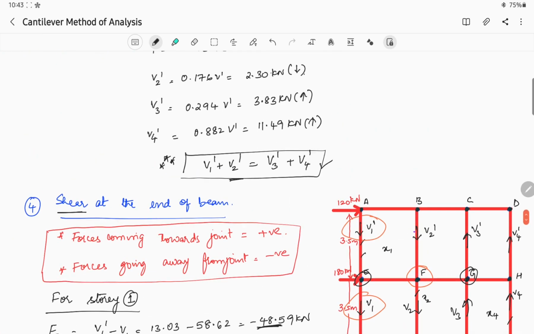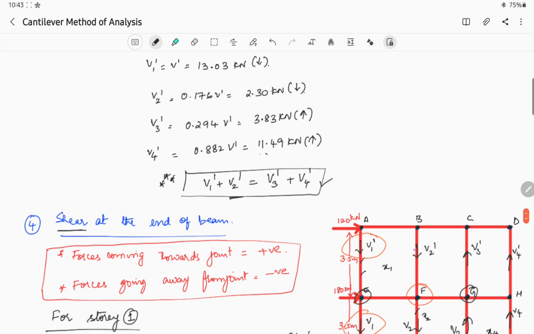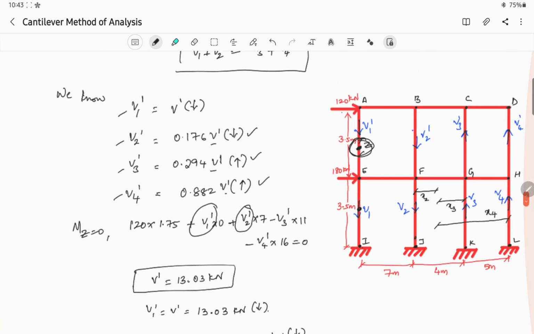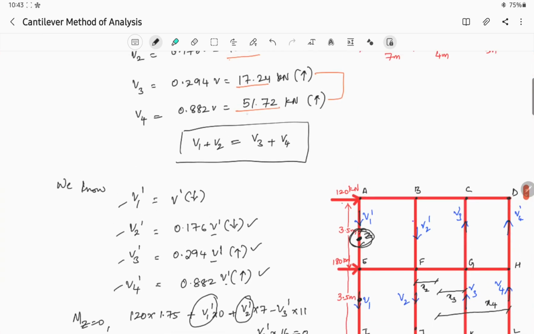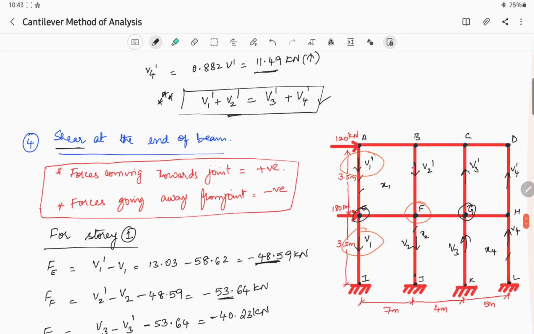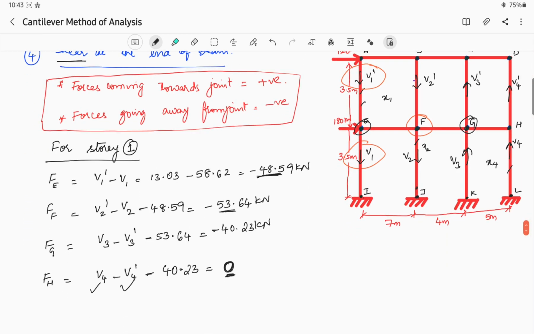Let us take these values. V4 dash, we got it as 11.49. Now what is the value of V4? We got 51.72. So 51.72 minus 11.49, if you calculate, you will get plus 40.23, which minus 40.23 is equal to 0. Alright.